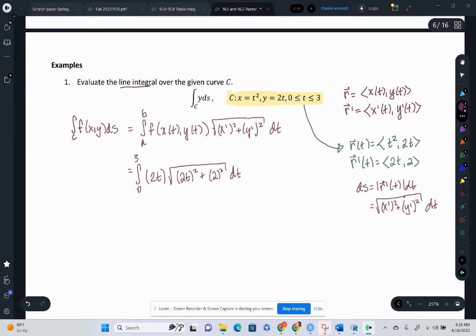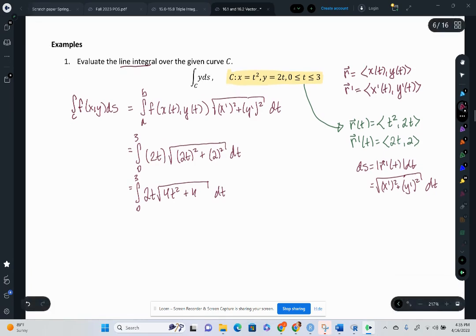All right, let's clean this up a little bit. This is equal to the integral from 0 to 3 of 2t times the square root of 4t squared plus 4 dt. There's a 4 in common with each of those terms. I can take out a 4 and square root it. It'll be 2. It's going to join the 2t on the outside and become 4t, and leave behind just a t squared plus 1 dt.